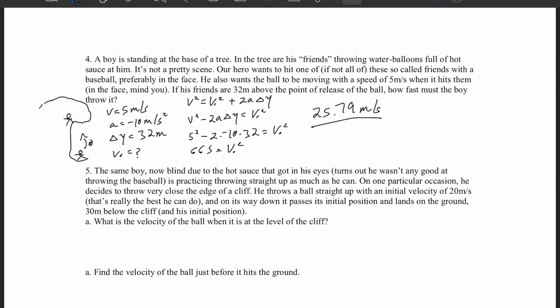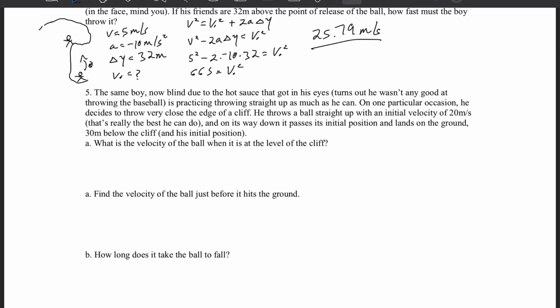All right, same boy, now blind due to the hot sauce that got in his eyes. Turns out he wasn't any good at throwing the baseball. He is practicing throwing straight up as much as he can. On one particular occasion, he decides to throw very close to the edge of a cliff. He throws the ball straight up with an initial velocity of 20 meters per second.